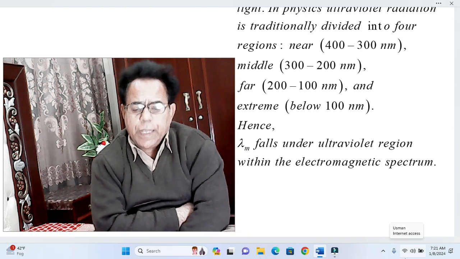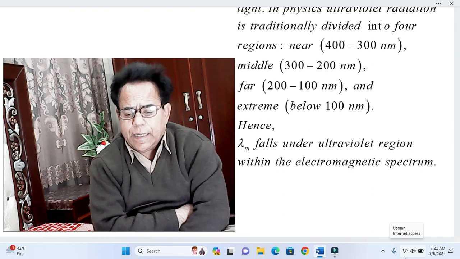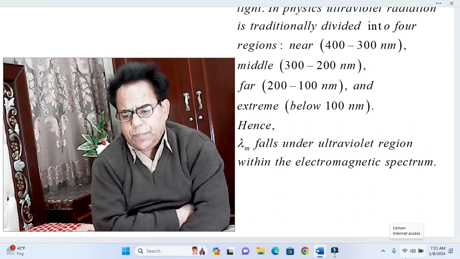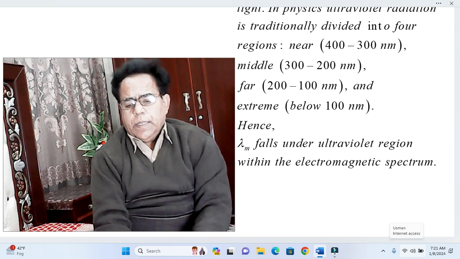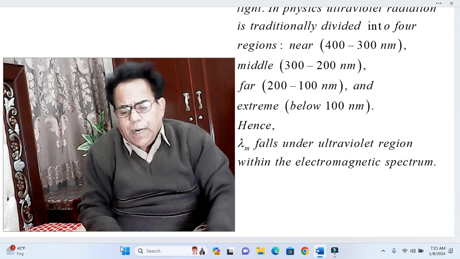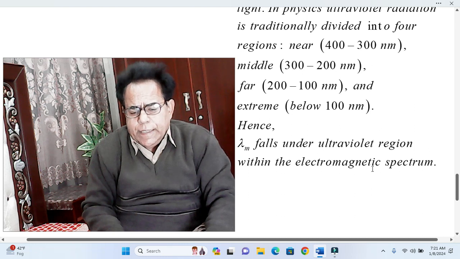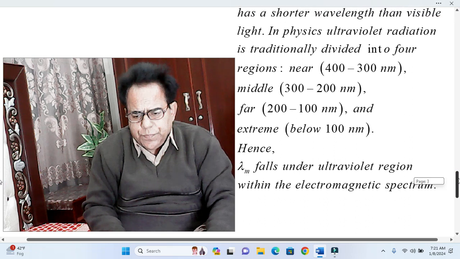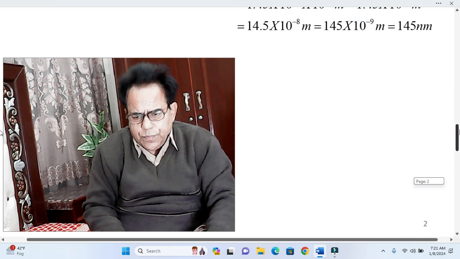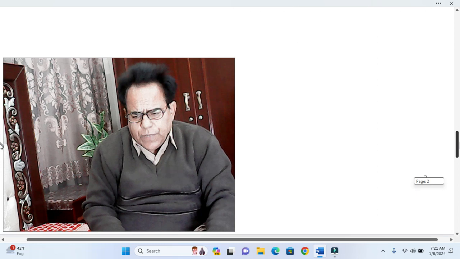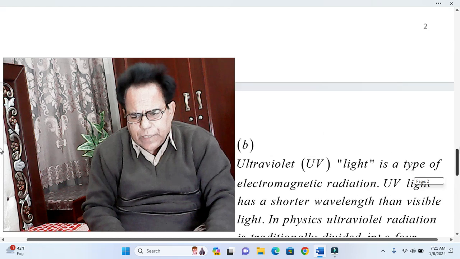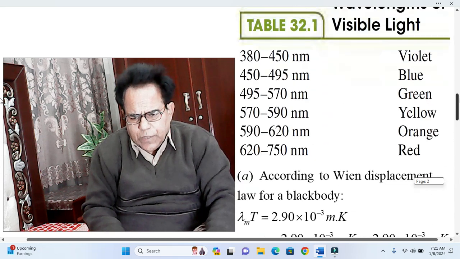Hence, lambda m falls under the ultraviolet region within the electromagnetic spectrum. Lambda m is 145 nanometer.